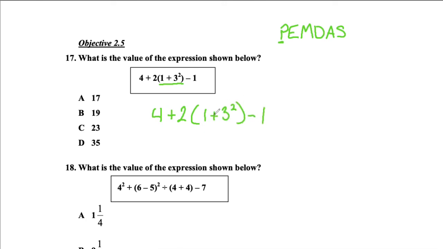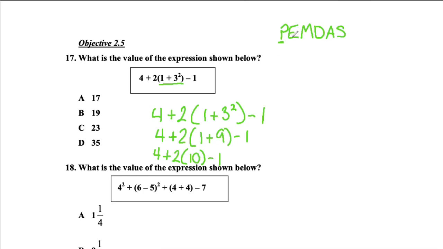So within the parentheses, we have an addition and we have exponents. So we're going to do the exponent first, then the addition. So 3 squared is going to be 9. So this is 4 plus 2 times (1 plus 9) minus 1. 1 plus 9 is going to be 10, minus 1.